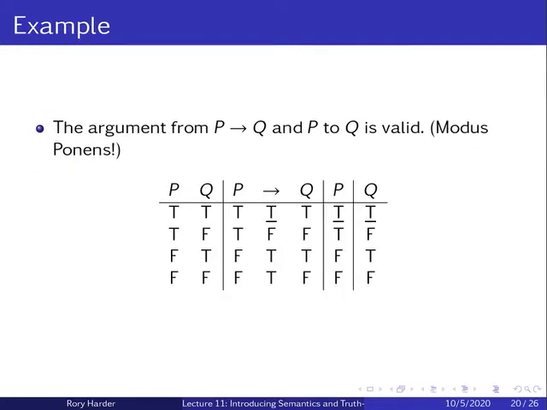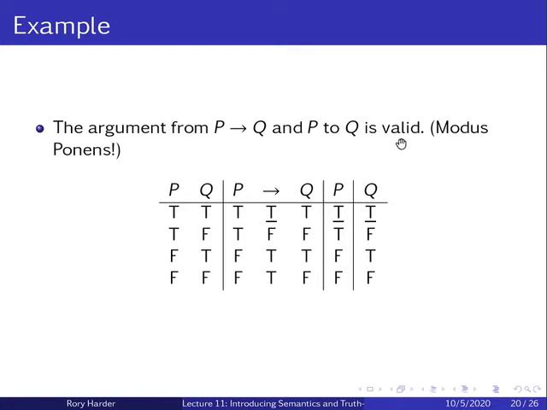So just to foreshadow, here's a very quick illustration of this before I discuss how to construct truth tables. Here we have a truth table that compares the three sentences, if P then Q, P, and Q. And we can tell from looking at this truth table that the argument with the first premise, if P then Q, and the second premise P, to the conclusion Q is a valid argument.